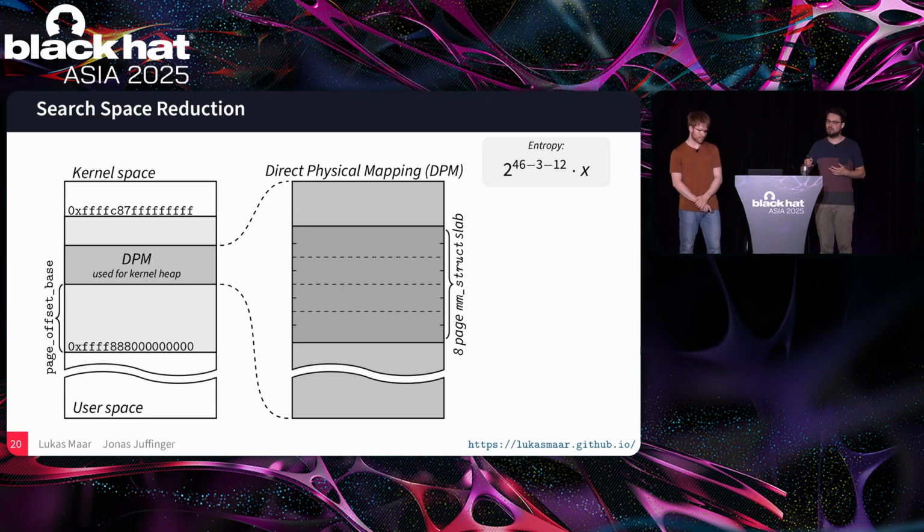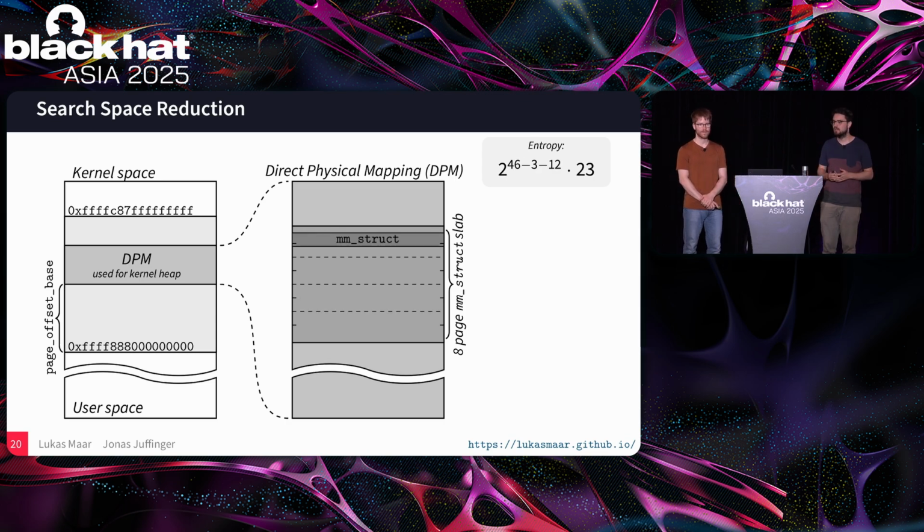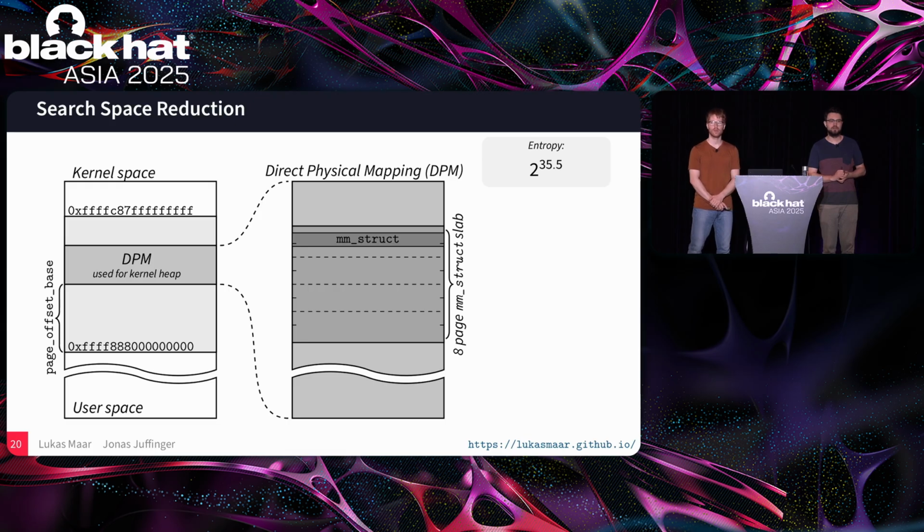And then inside one struct slab, we have 23 locations where the struct could be, because they're in the slab just behind each other, like this. There are 23 possible locations in one slab, and this reduces our search space from 2 to the power of 46 to 2 to the power of 35.3. And this is pretty doable on this machine.